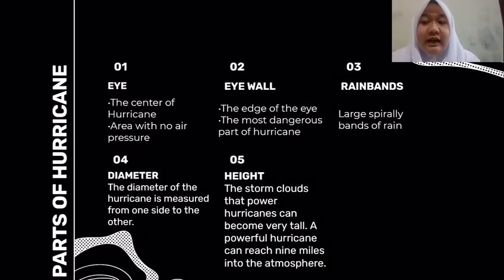And there is diameter, which is measured from one side to the other, and the last is height. The storm clouds that power hurricanes can become very tall. A powerful hurricane can reach 9 miles into the atmosphere.